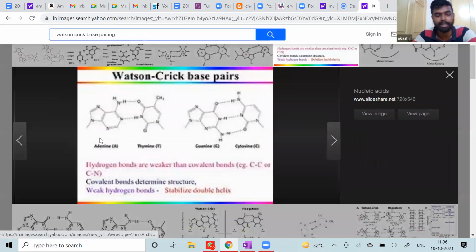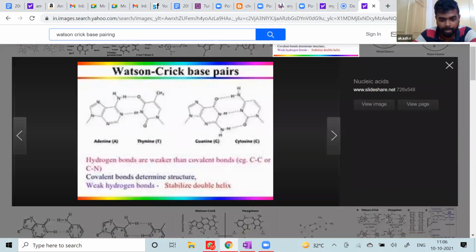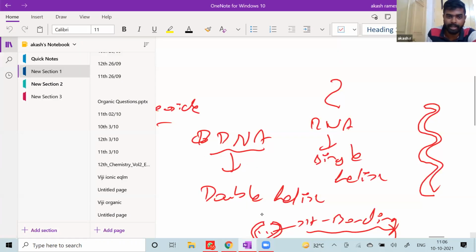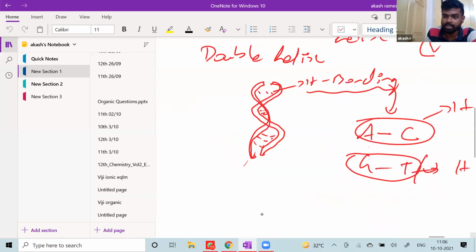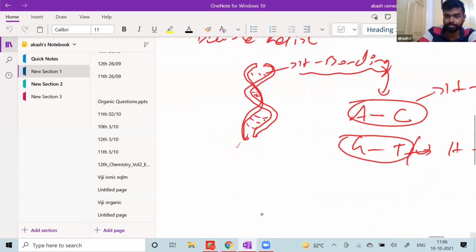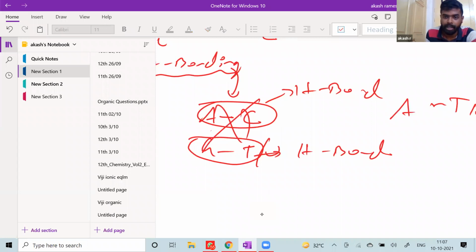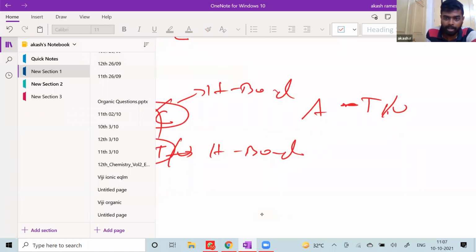Oh, I'm sorry. It is A binds with T. I'm so sorry, let me change this. This is entirely wrong. A binds with T or U. And A with T, hydrogen bond, and G with C, hydrogen bond.